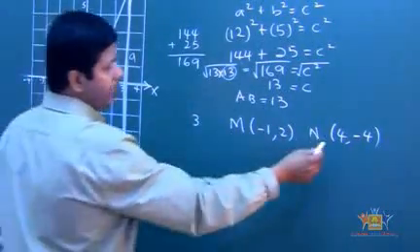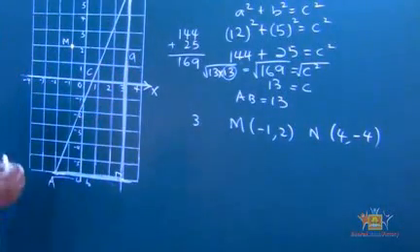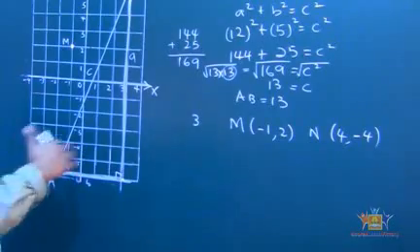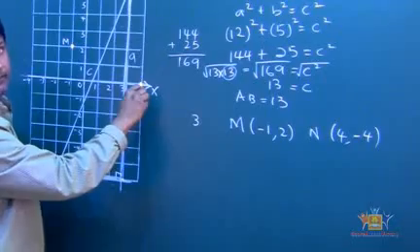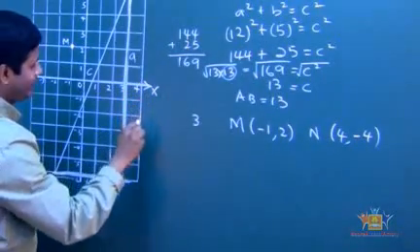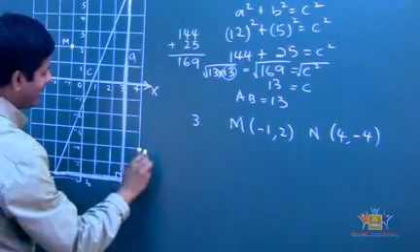Okay, N is (4, -4). That means 4 is x, so right 4: 1, 2, 3, 4. And -4 means down 4: 1, 2, 3, 4, right there. And that's your N. Alright?